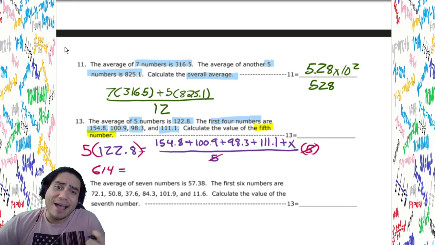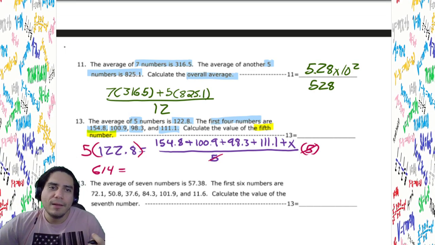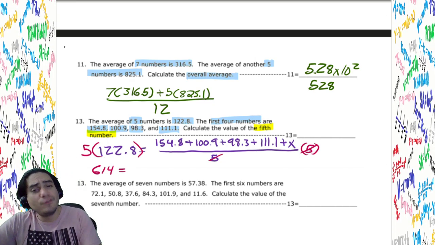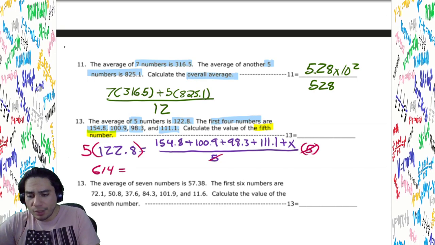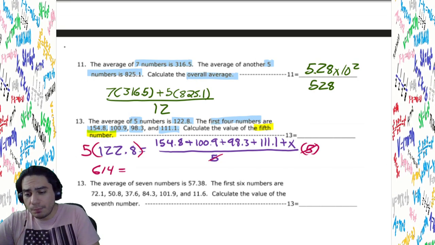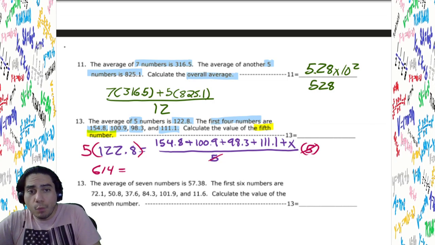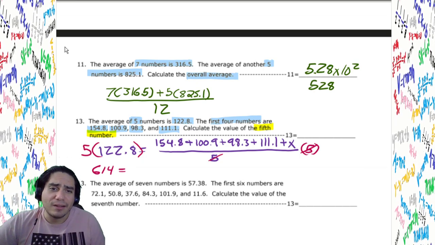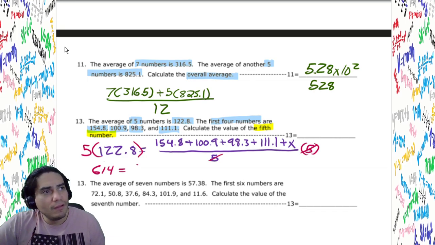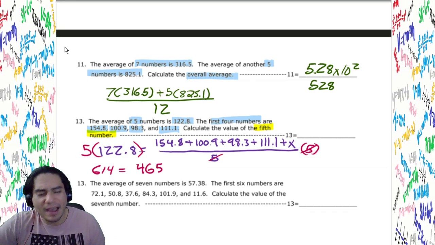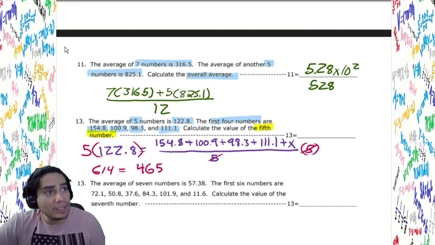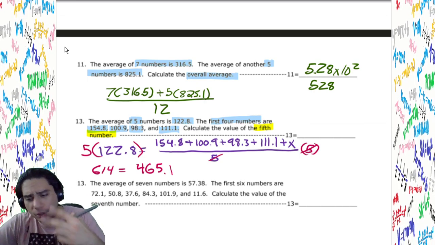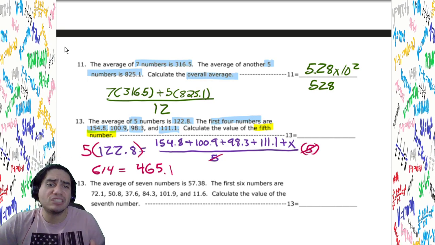Now, I know on the right side, the 5 canceled out with the 5 we multiplied, but we could actually make the right side a little easier. We could do 154.8 enter. We could do 100.9 plus. We could do 98.3 plus. And we could do 111.1 plus. And guess what I get on the right side? I get 465.1. I hit yellow show. I got 4.65 times 10 to the second power. But when I hit yellow show, I see 465.1.